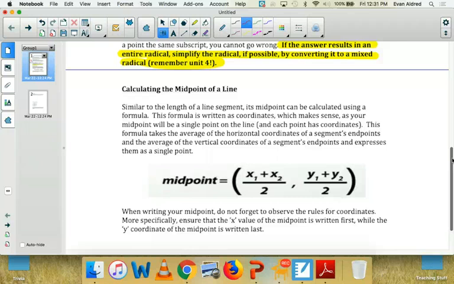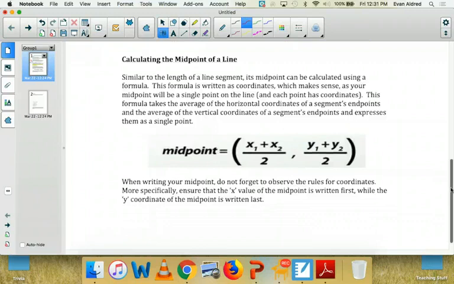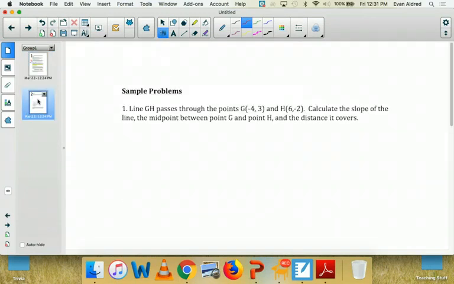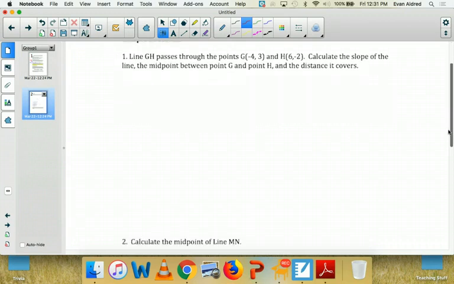So the formula is just the x-coordinates of each endpoint, x1 plus x2, divided by 2. We're taking the average of those x-coordinates. Then we put a comma because our midpoint will be a point which is represented using coordinates. And y1 plus y2 divided by 2 will give us the y-coordinate of the midpoint as well. So average of x-coordinates between your endpoints and the average of y-coordinates between your endpoints will give us the midpoint on the line segment that's in question. And we'll see how that works in 1 second when we do some examples.